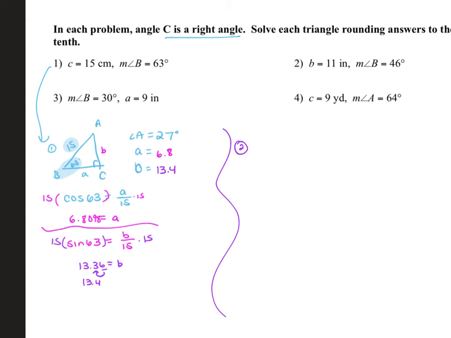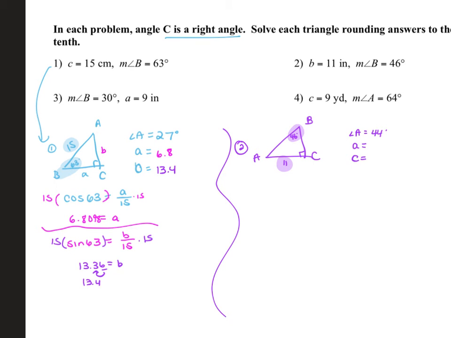Number 2 here, draw my triangle. A, B, C. Doesn't matter where A and B go as long as the C is the right angle. B is 11. Angle B is 46. I'm missing angle A, side A, and side C. Angle A is 90 minus 46, 44 degrees. I want to use what they gave me, the 46 angle and the 11.